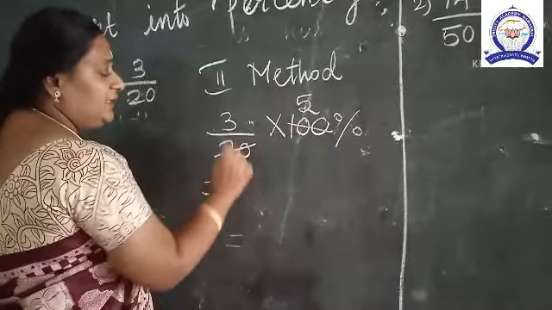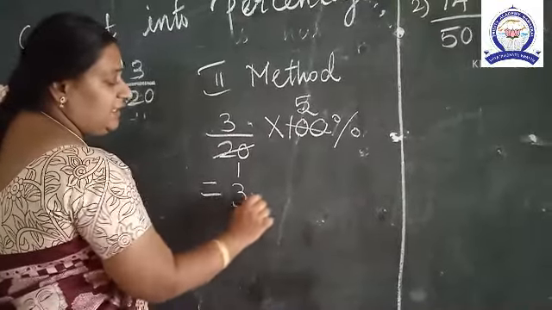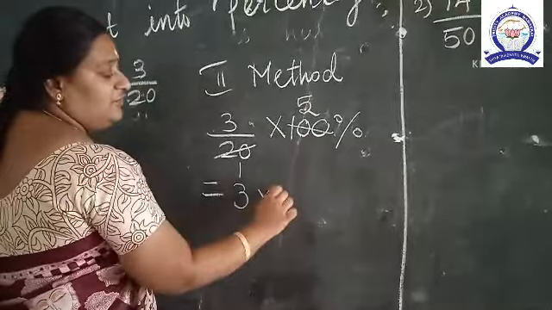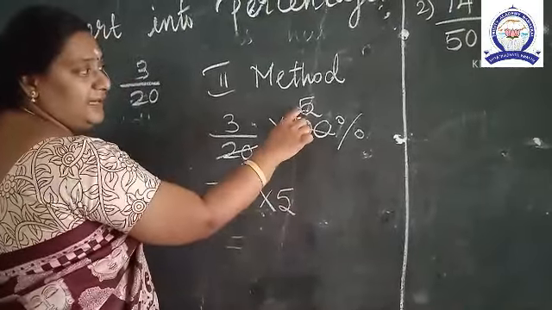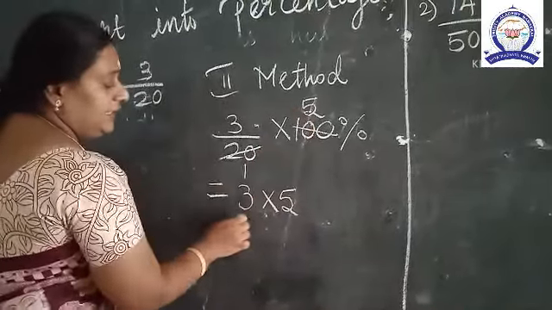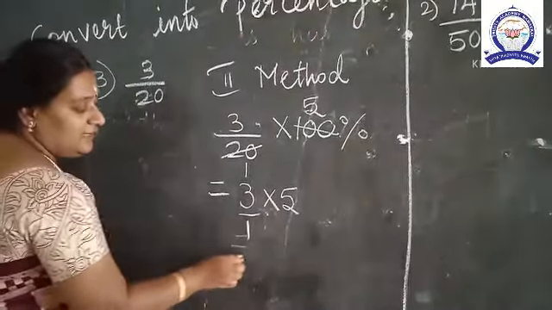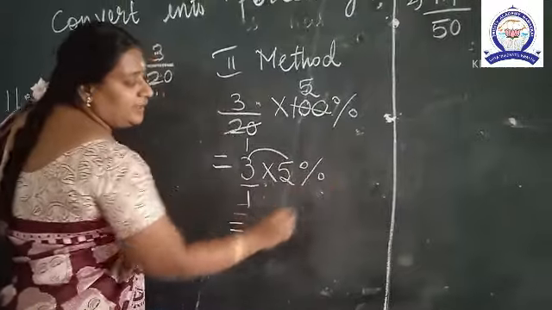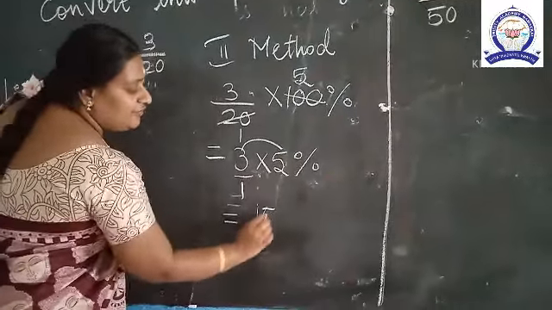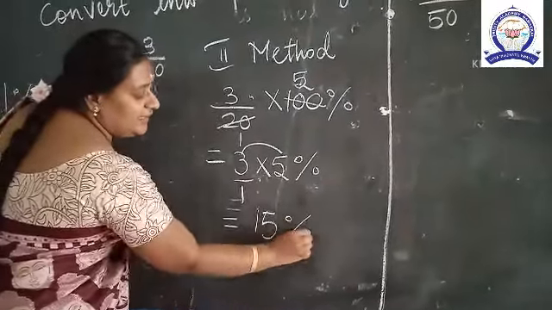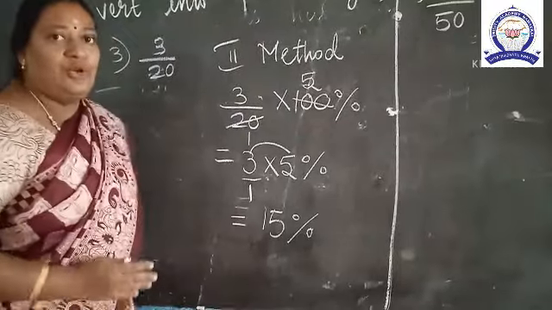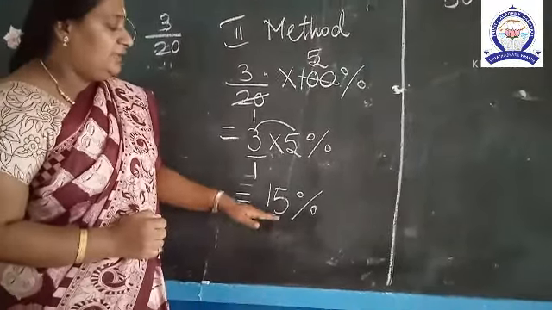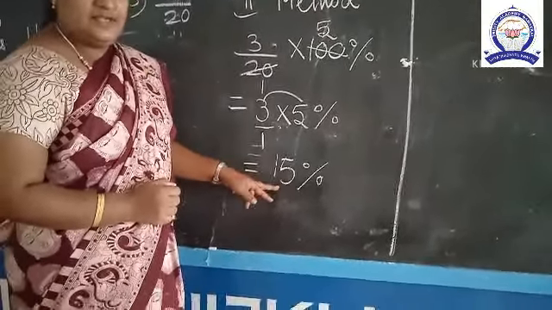Now you write the remaining digits. 3 into 5, cut and write only the number 5. In the denominator, 1. That is equal to 3 5s are 15, and the percentage symbol stays as it is. So 3 5s are 15 percentage. There is no need to write 1 in the denominator. So the answer is 15 percentage.